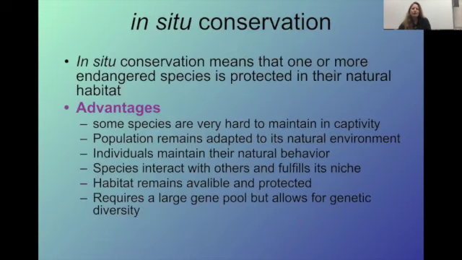In situ conservation means that I'm going to do it in its natural habitat. The advantage to this is the animals that are in that natural habitat stay adapted to that natural habitat. They maintain their behaviors that they need in the wild. They're going to interact with each other. They're going to fulfill their niche. It's going to allow for a gene pool that stays there with good genetic diversity, and we're going to protect the habitat.